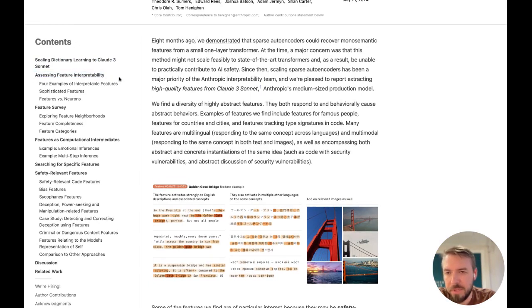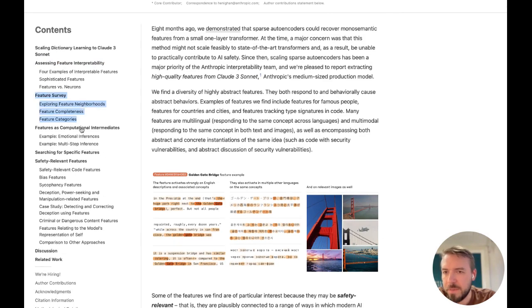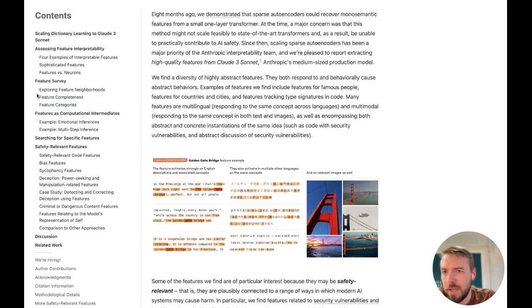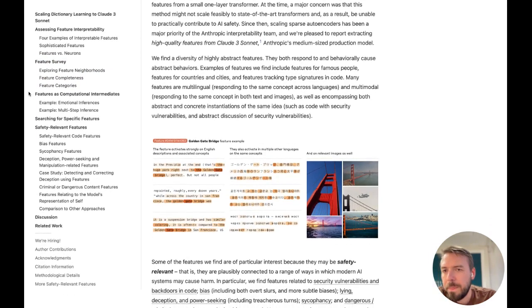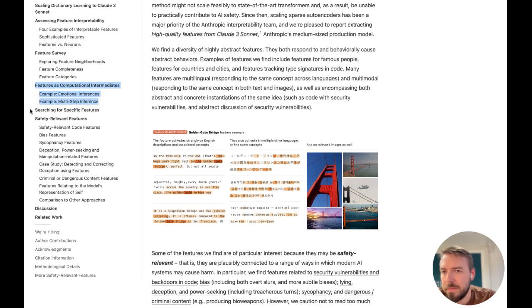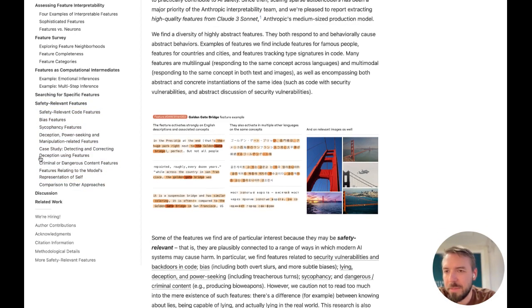So, assessing feature interpretability. Once you find a feature, how do they prove that the features are actually useful and interpretable? Then they look at a bunch of features and look at the neighborhoods, and are they complete, and so on. Features as computational intermediates. I don't know what this is yet. We'll find out. Searching for specific features, and then a bunch of investigation about safety-relevant features. Again, this is the interpretability team, whose mandate is to look at safety and interpretability. So this is unsurprisingly a big section.